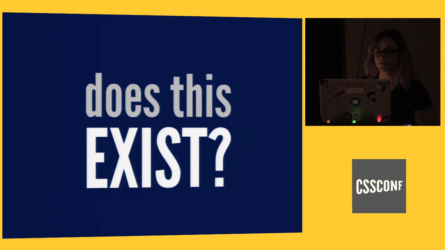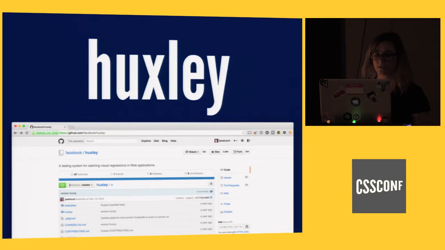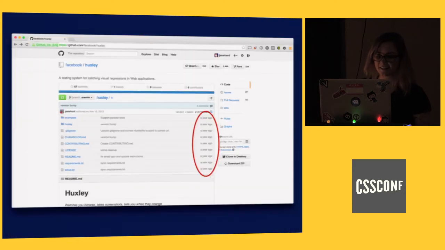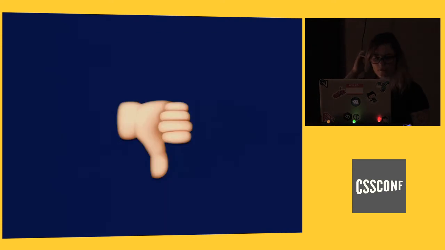We wanted to know if there was a tool already built that did what we wanted, without knowing exactly what it is that we did want. We first stumbled upon one of Facebook's open source libraries, Huxley. In Huxley's README, it says, watches you browse, takes screenshots, tells you when they change, which sounds amazing. It's exactly what we wanted. But I noticed it hadn't been updated in over a year, which wasn't promising, but I decided to give it a shot anyway. After a good while of fiddling around with Huxley, it ended up being a little bit too buggy for us, although I did hear somebody talking about it did work for them, so I'm happy.